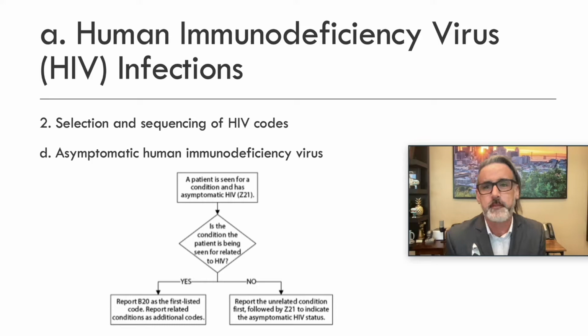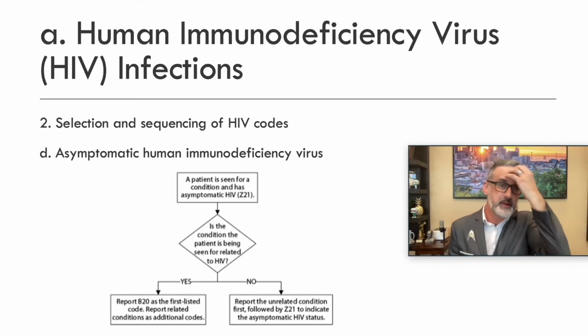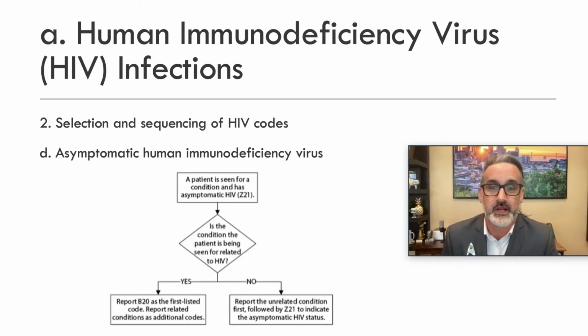Now here we have a chart telling with the asymptomatic. So first, and going down from the top to bottom of the decision tree chart, a patient is seen for a condition and has asymptomatic HIV, so Z21. And then is the condition the patient is being seen for related to HIV? If the answer is yes, then we use the B20 code as the first listed diagnosis code, followed by any additional related conditions.